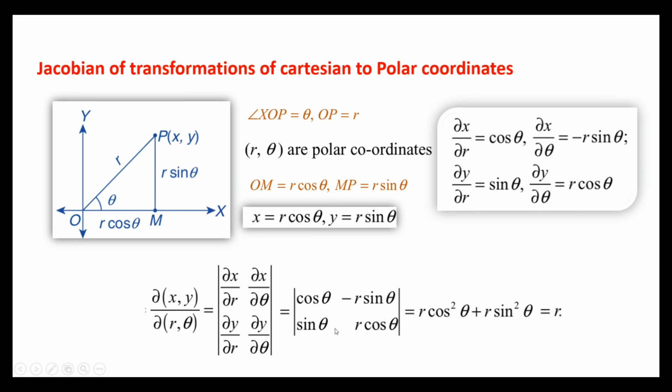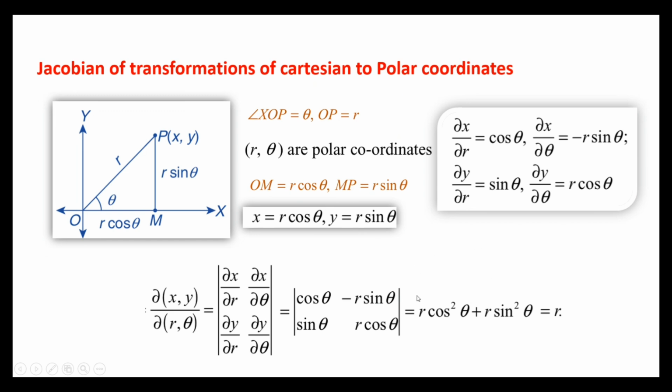As per the 2 by 2 matrix determinant, if A, B, C, D are the elements of the matrix, AD minus BC is the determinant formula. As per the formula, you have r cos square theta plus r sin square theta. The common factor is r, cos square theta plus sin square theta is unity, and r times unity is only r. So that is the Jacobian of transformation from Cartesian to polar coordinates.